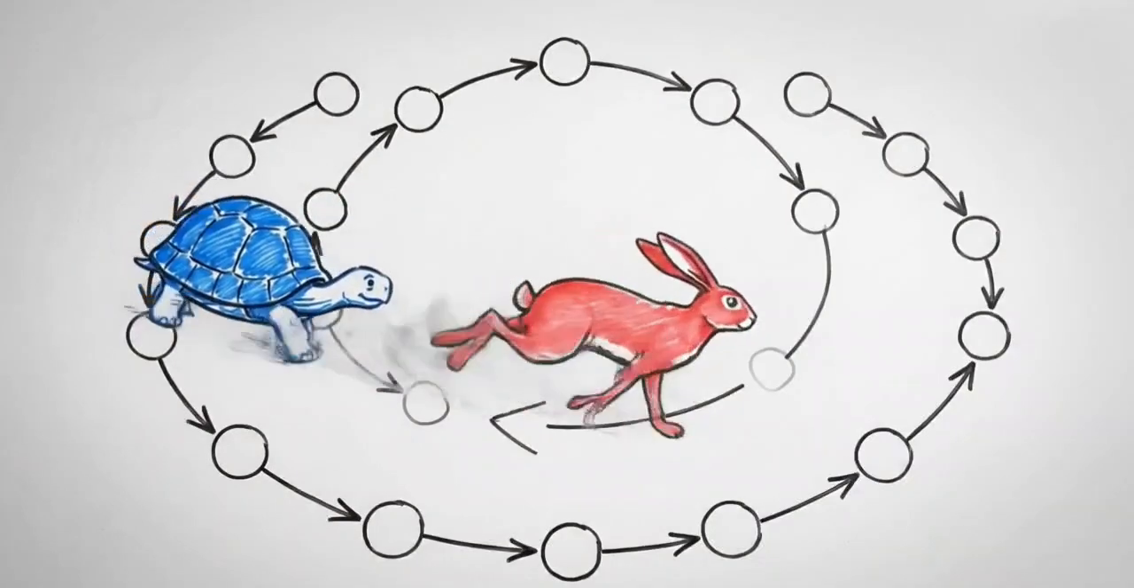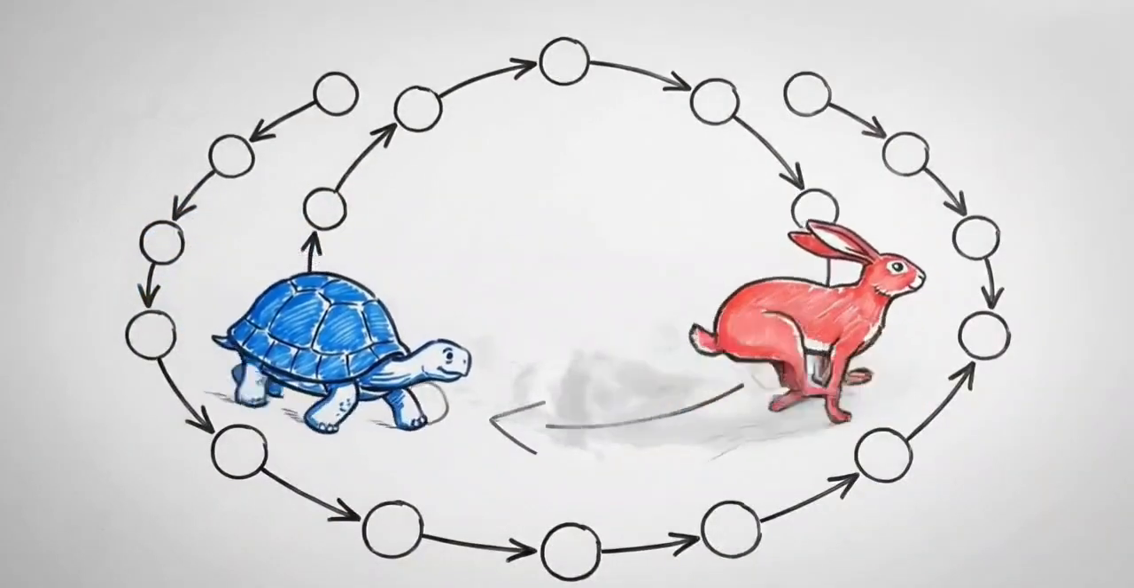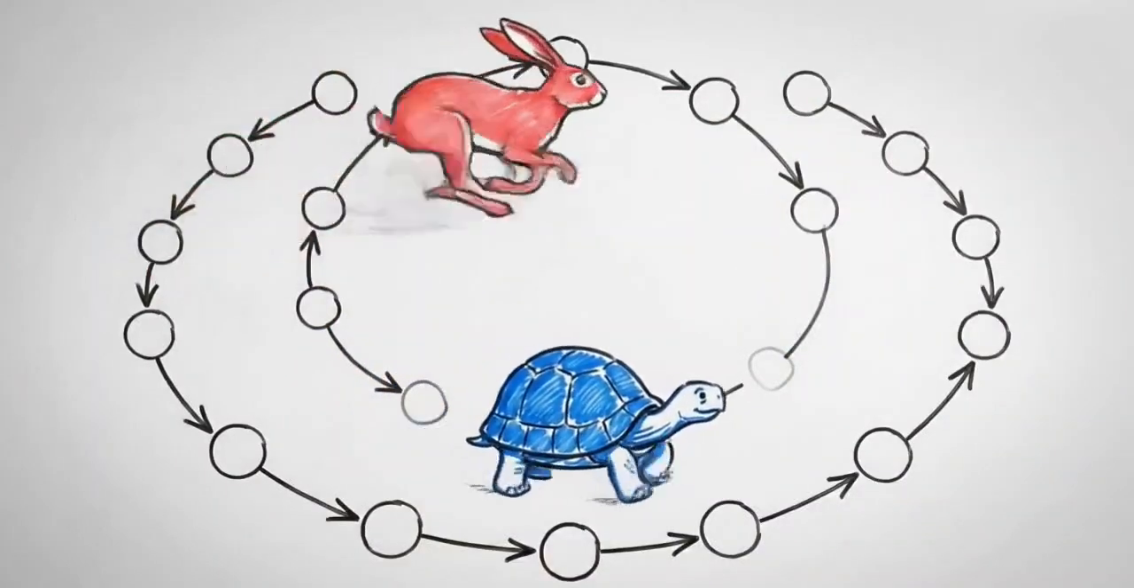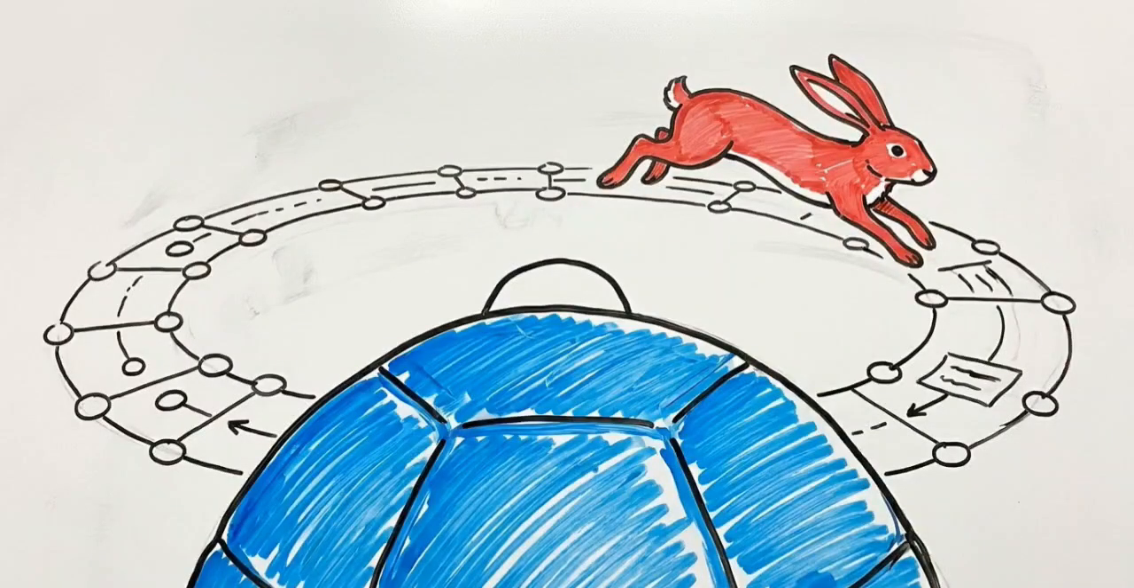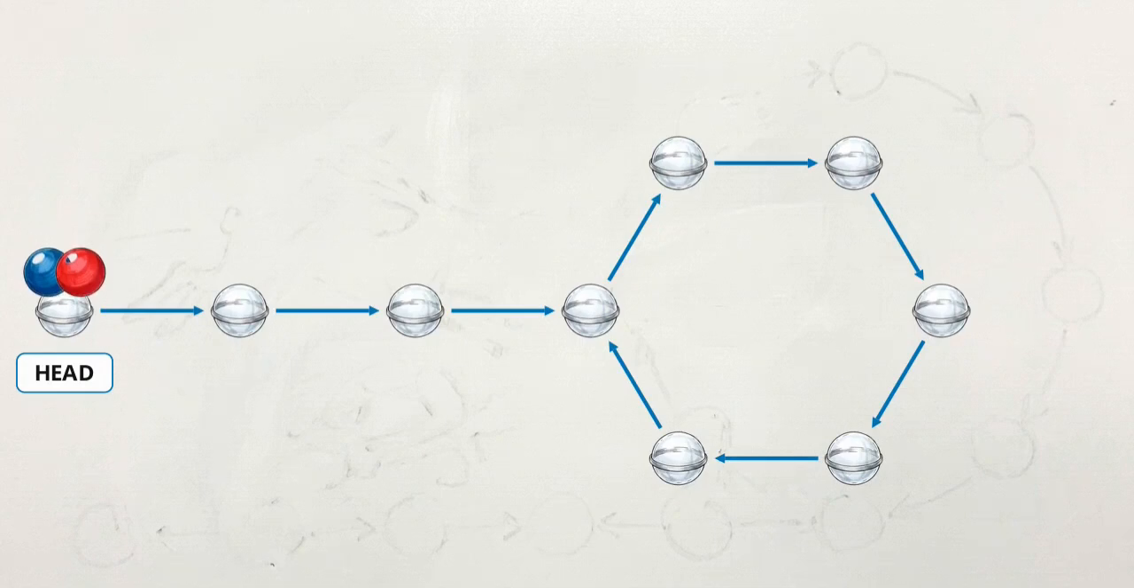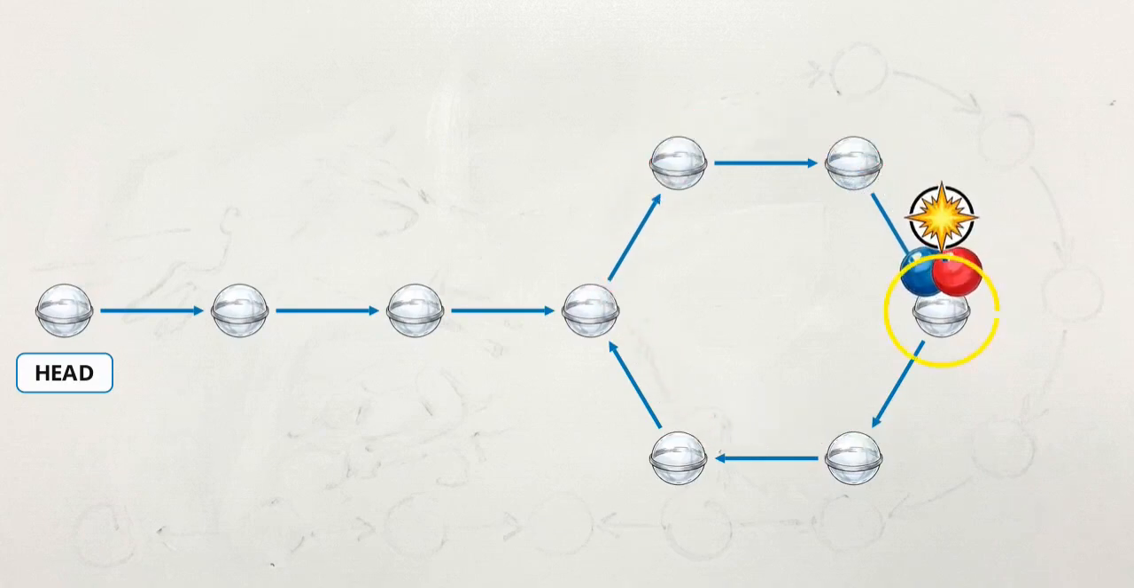Imagine a race on a circular track between a blue tortoise and a red hare. The hare is running twice as fast, which means it's only a matter of time before it laps the tortoise from behind. This behavior helps us detect a hidden loop in a linked list without using any extra memory. By observing how two pointers move at different speeds, we can identify a cycle that would otherwise cause an infinite loop.